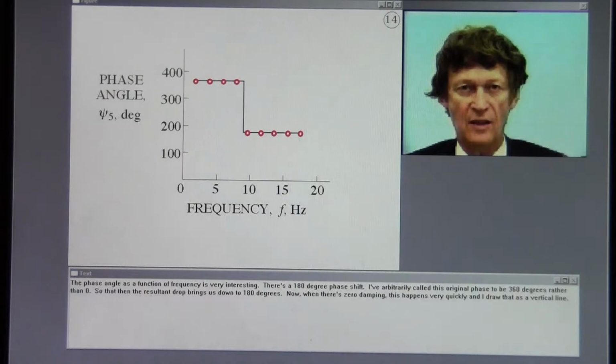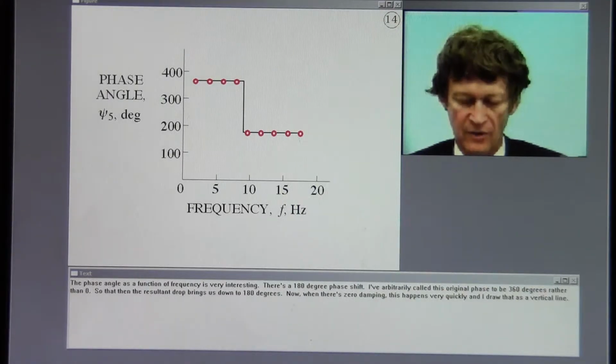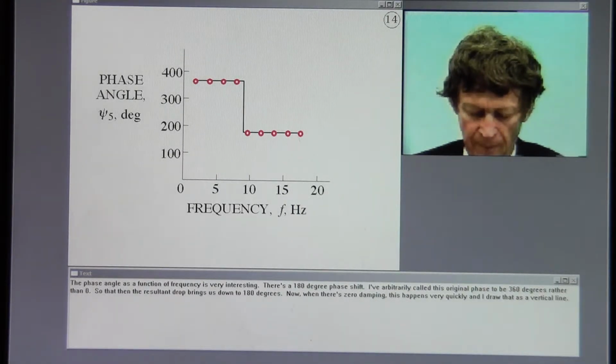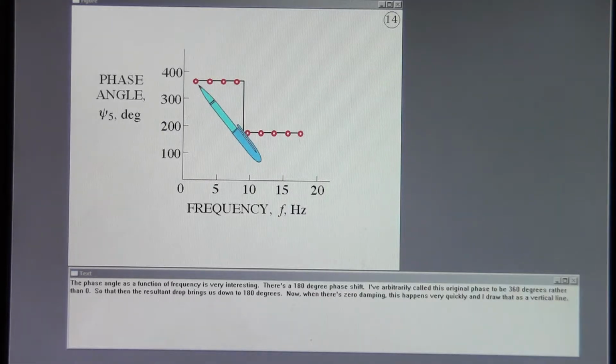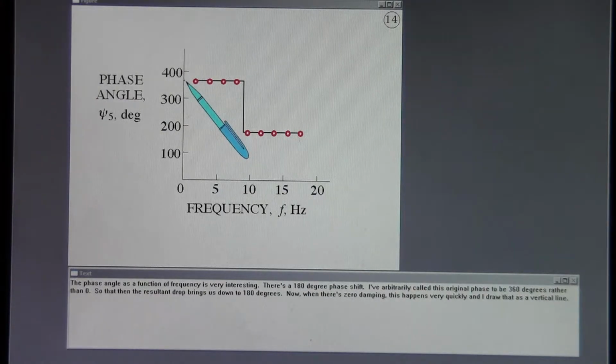The phase angle as a function of frequency is very interesting. There's a 180 degree phase shift. I've arbitrarily called this original phase to be 360 degrees rather than 0, so that then the resultant drop brings us down to 180 degrees. Now, when there's zero damping, this happens very quickly, and I draw that as a vertical line.